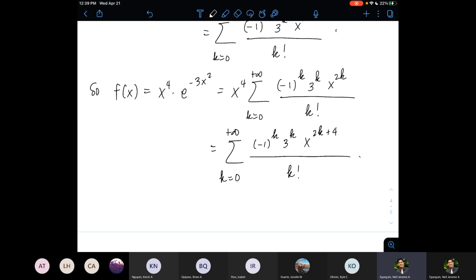Okay. Everything good with that? So I just want to illustrate that you can take advantage of existing series expansions for certain functions to get the series expansions for more complicated things, right? Or for more complicated functions.